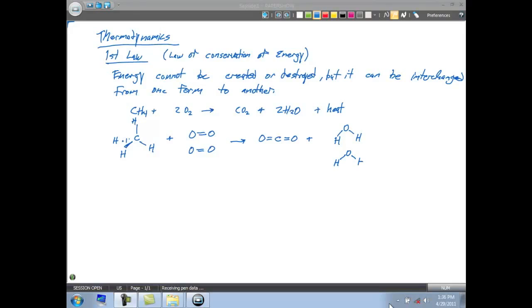So here are all the molecules present in this particular reaction. And we know that heat is given off right here. We can estimate these reactions by looking at the bonds broken versus the bonds formed.